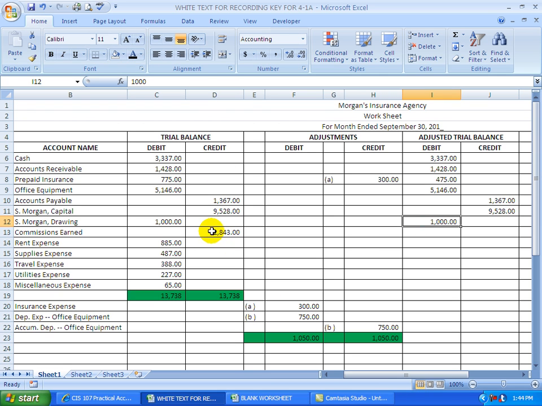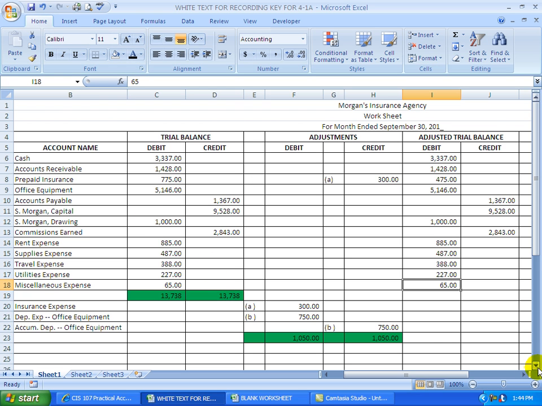The revenue account, commissions earned, has not been debited, so it gets brought over as a credit. Rent expense has not been adjusted, so it comes over. Supplies expense is not adjusted, it comes over. Travel expense comes over. Miscellaneous and utilities expenses all get brought over.